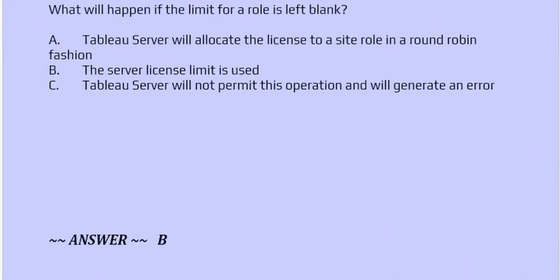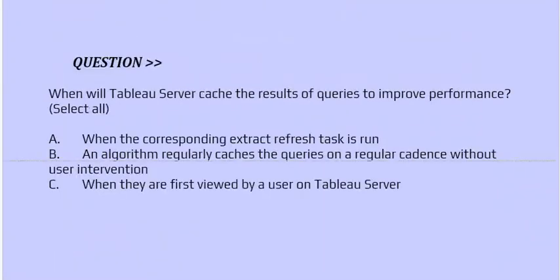Correct answer is option B. Next question is, when will Tableau Server cache the results of queries to improve performance? Select all. Option A. When the corresponding extract refresh task is run. Option B. An algorithm regularly caches the queries on a regular cadence without user intervention. Option C. When they are first viewed by a user on Tableau Server.